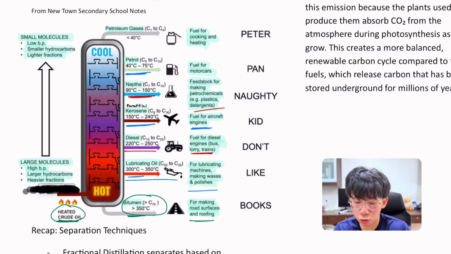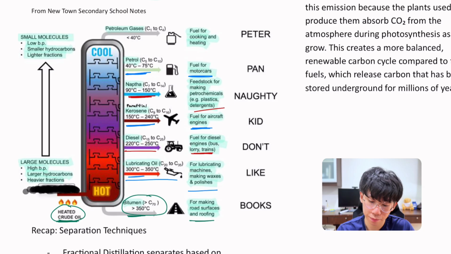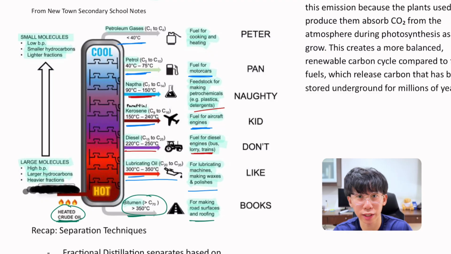Higher up is petrol. This is around C5 to C10 carbons long, around 40 degrees Celsius to 75 degrees Celsius. They are usually used as fuels for motor cars. Then you have the petroleum gases, which are C1 to C4. These have a boiling point of less than 40 degrees Celsius, and are used for cooking and heating.